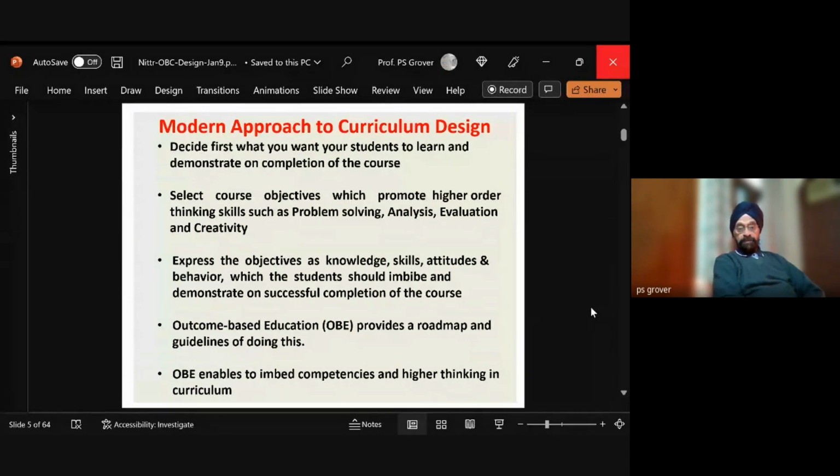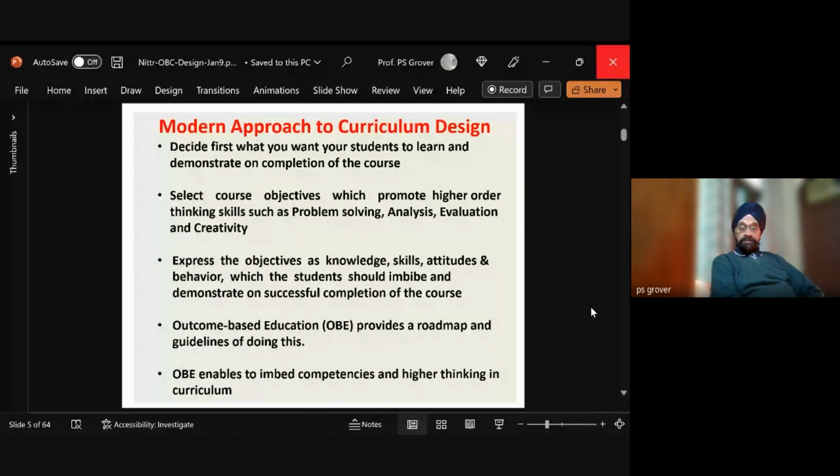That means it is the responsibility of the faculty, the responsibility of the institution, to decide what the student should learn. We decide. Then select course objectives which promote higher order thinking. That means we design our curriculum like that.